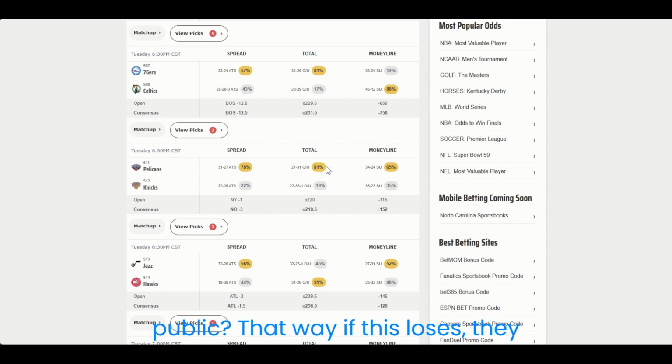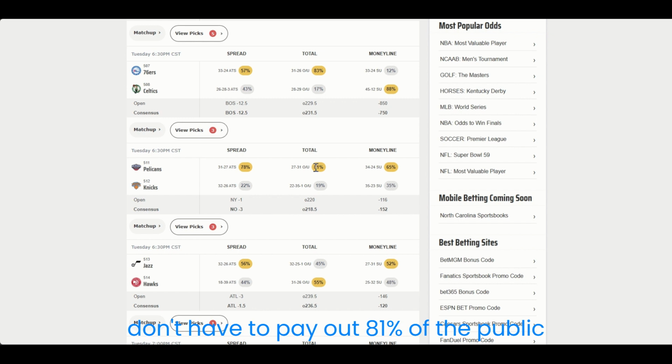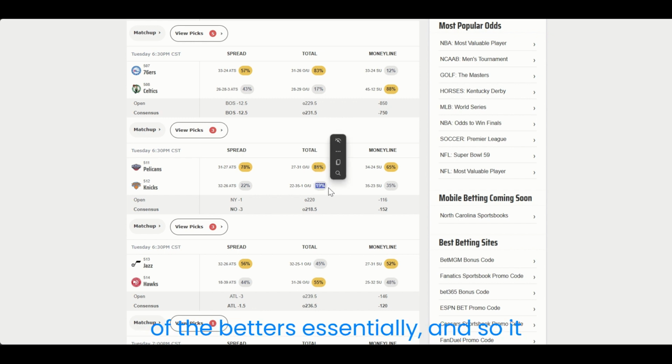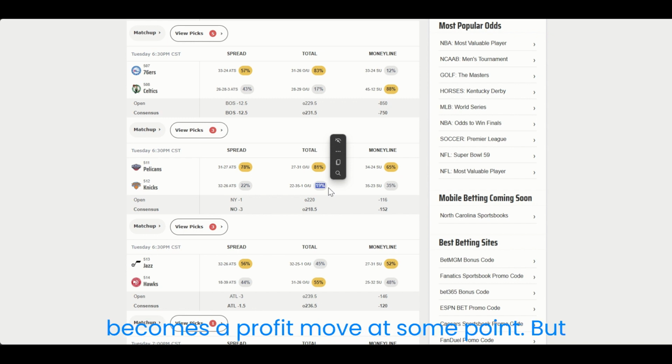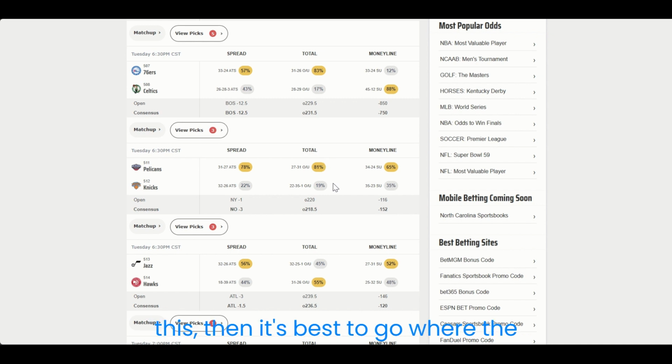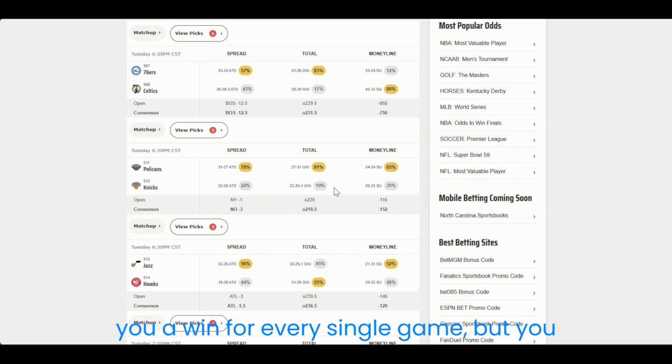That way, if this loses, they don't have to pay out 81% of the public. They only have to pay out 19% of the bettors essentially. And so it becomes a profit move at some point. But whenever you do see an instance like this, then it's best to go where the sharps are going. So in this game, I would go with the under. This doesn't guarantee you a win for every single game, but more often than not, in the long run, this strategy does work if you stick with it.